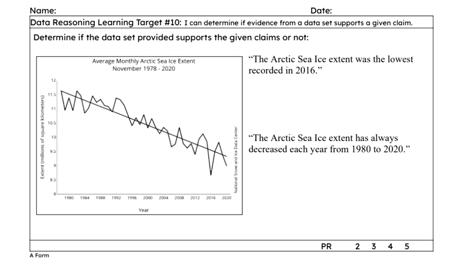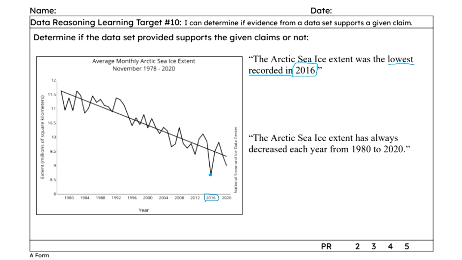The first statement says the Arctic sea ice extent was the lowest recorded in 2016. So let's see, lowest recorded in 2016. All right, I'm going to look at that year. Let's see, where's 2016? Here's 2016. Let's see what I see there. All right, wow, this is way down there. I see a data point there.